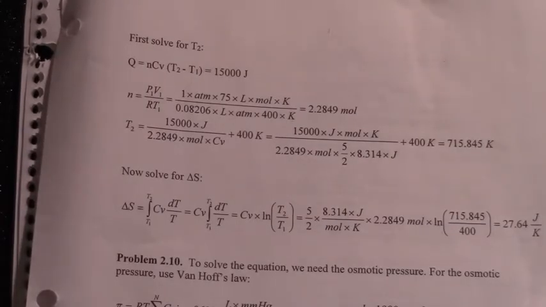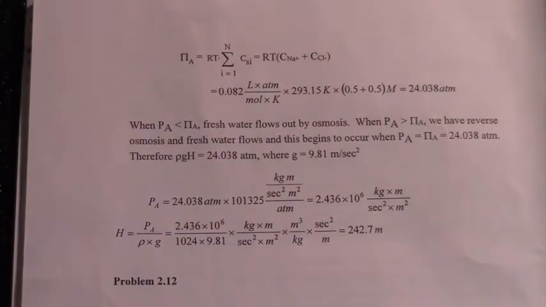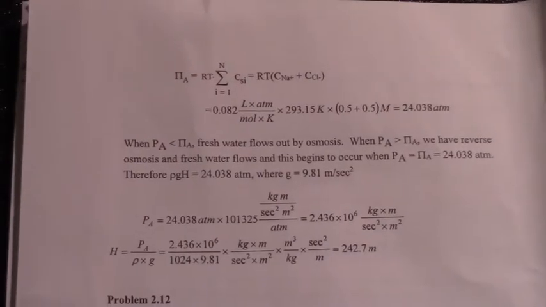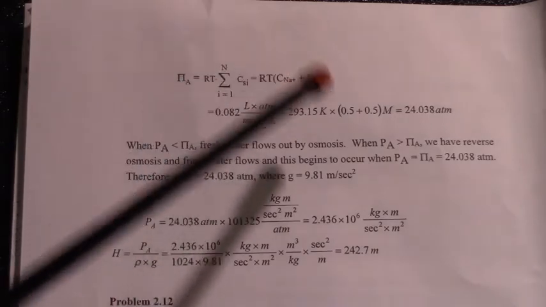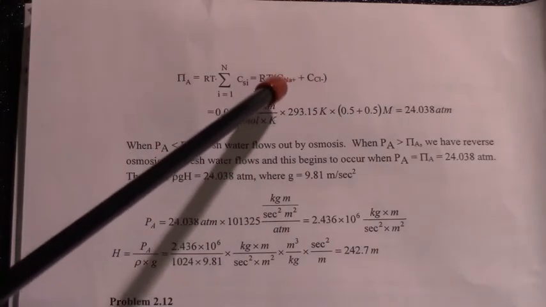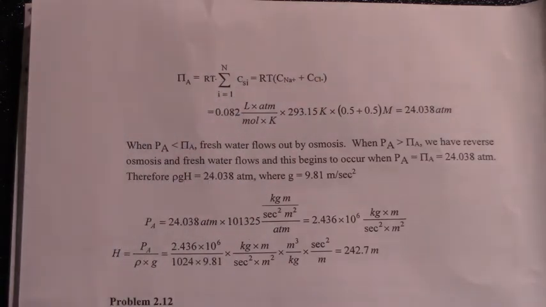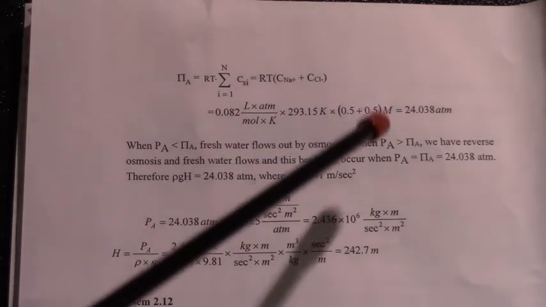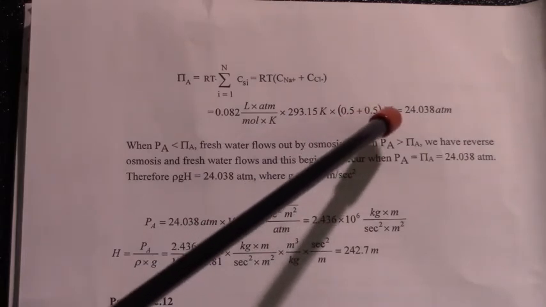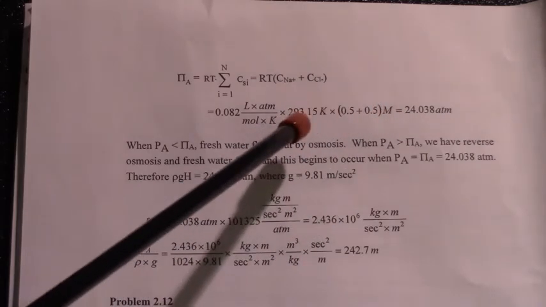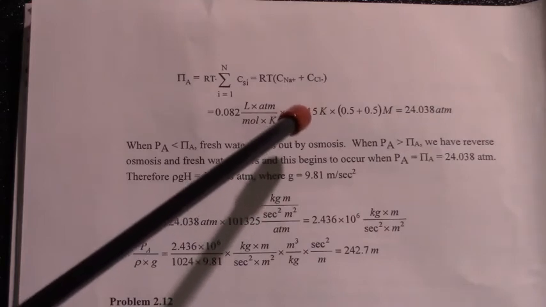Yeah, in the book, the problem statement says that the equivalent osmotic pressure is as if it were a 0.5 molar sodium chloride solution. So that's what we have here when we do the calculation up at the top. We have the concentration of sodium ions, concentration of chloride ions, and since you start out with 0.5 molar sodium chloride, that splits into sodium and chloride ions, each at 0.5 molar. So that's why we have the 0.5 plus 0.5 here. Here's the temperature. Temperature is not given in the problem, but I just assumed a temperature of 20 degrees C.